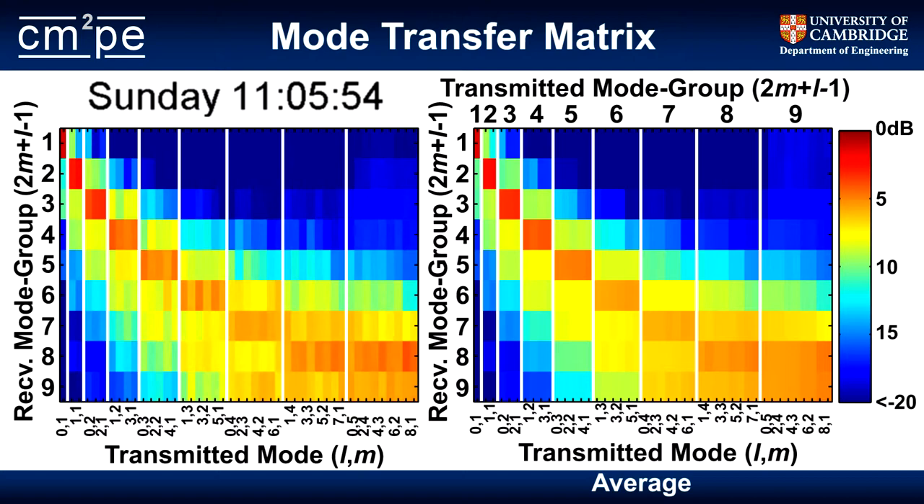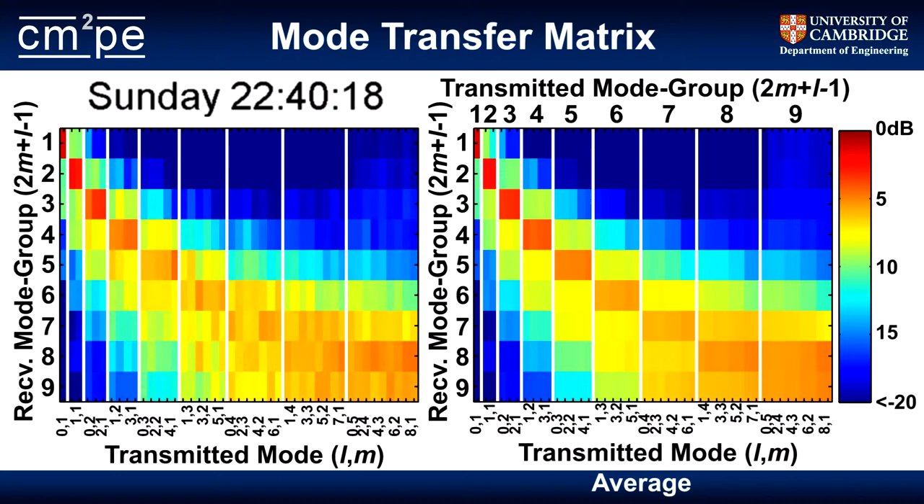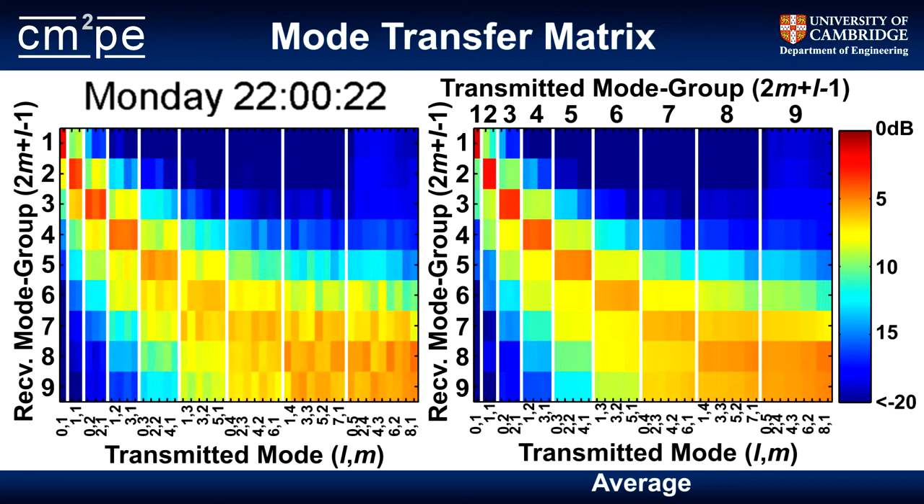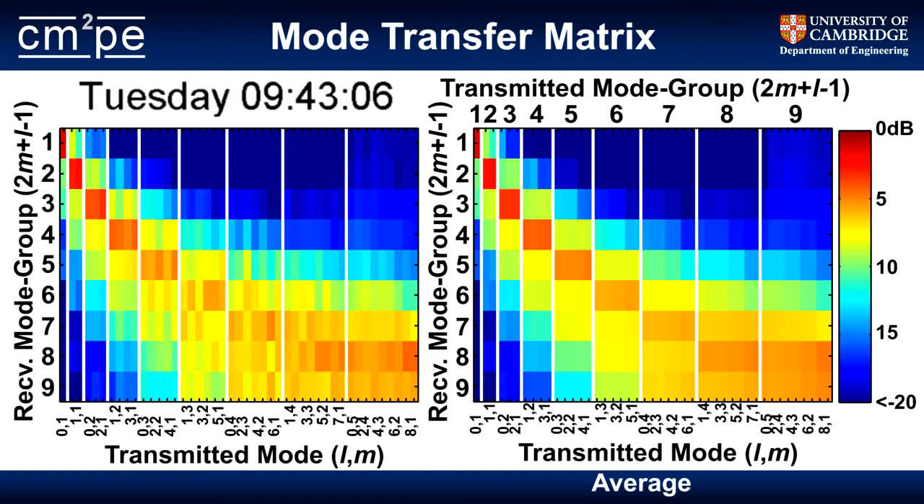And you can see that if you couple into the fundamental mode, you get most of the power arriving out of the first mode group. If you couple into the LP11 mode, you get most of the power arriving out of the second mode group. Couple into LP02 and LP21, you get most of the power out of the third mode group. But as you head to higher and higher order modes, the coupling between the mode groups becomes worse and worse.